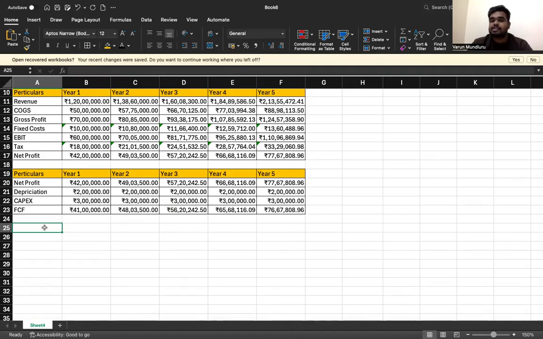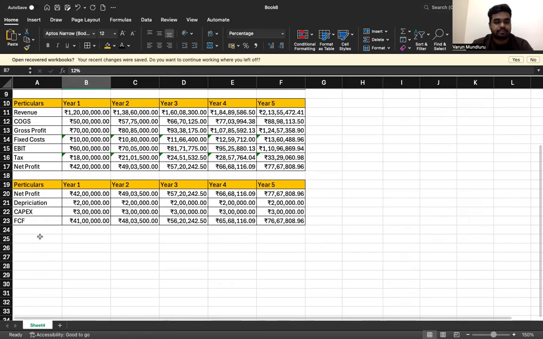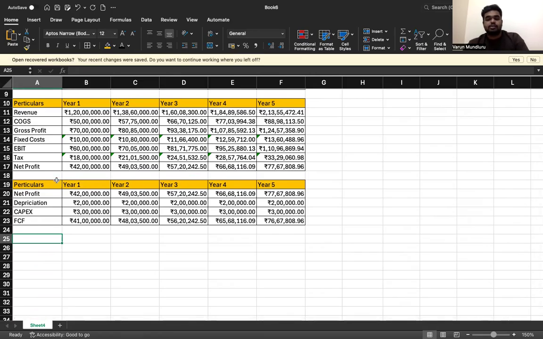Why we are using this discounted cash flow is because money today is worth more than the same amount in the future. So we need to discount the future cash flows back to today's values. To do this, we will be using the 12% discount rate that we have taken in the first table. So let us do it now.